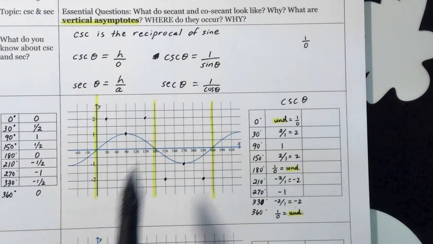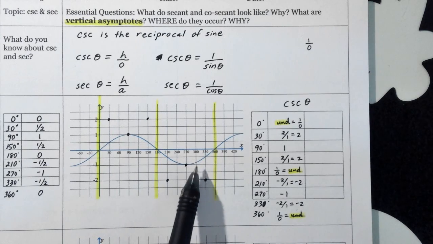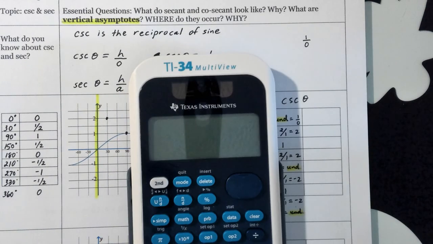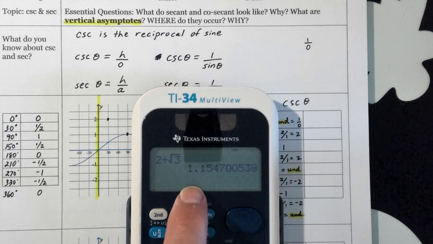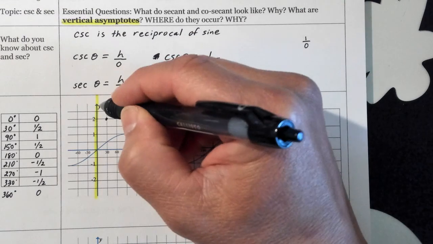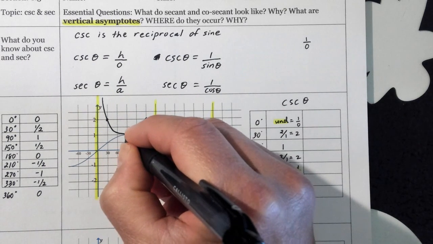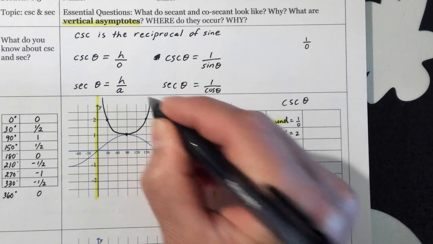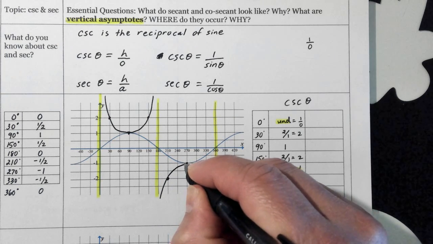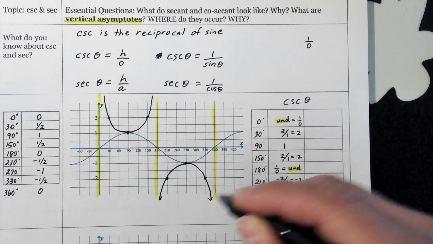Just FYI, at 60 degrees, 120, and 240, and 300 degrees, the reciprocal of radical 3 over 2 is 2 over radical 3. And then 2 over radical 3, it's barely above 1. So barely above 1. So when you graph cosecant, it looks like this. It comes down real low. Kind of looks like a parabola, but it's more of a horseshoe shape. And then you get this part down here. Voila. And that is what cosecant looks like.